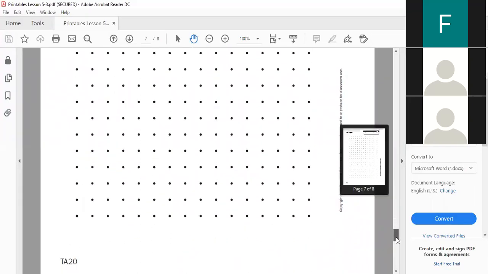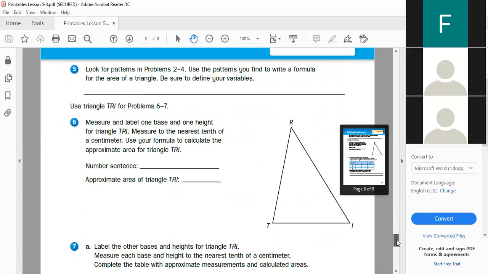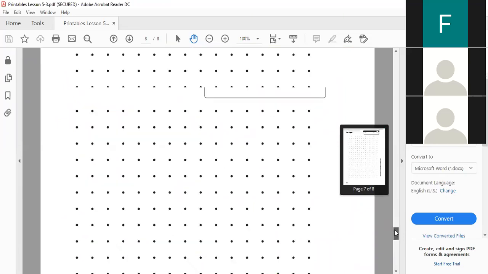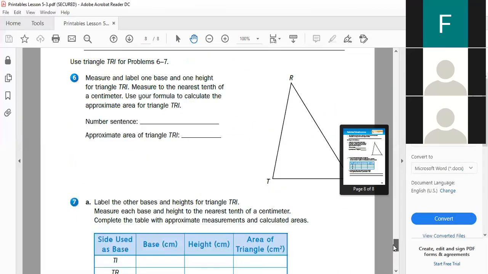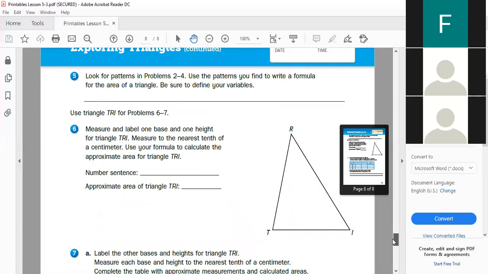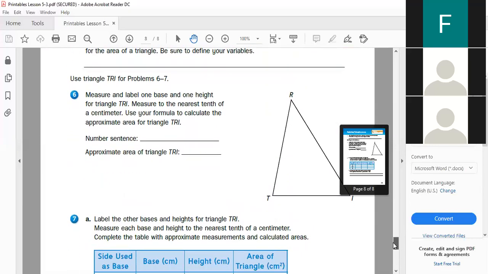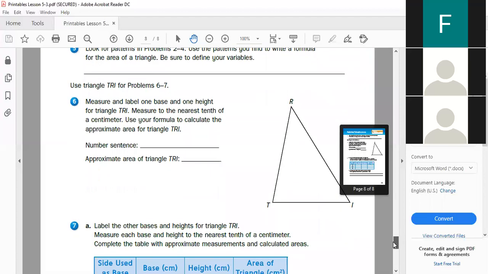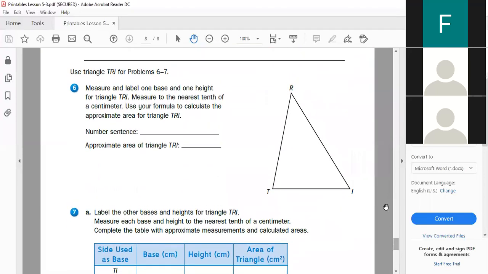This one would want us to draw stuff, but we can't. Look for patterns in 2 through 4. Use triangle TRI for problem 67. Okay, let's just do that one. So we're going to use this triangle. It wants us to measure and label them.